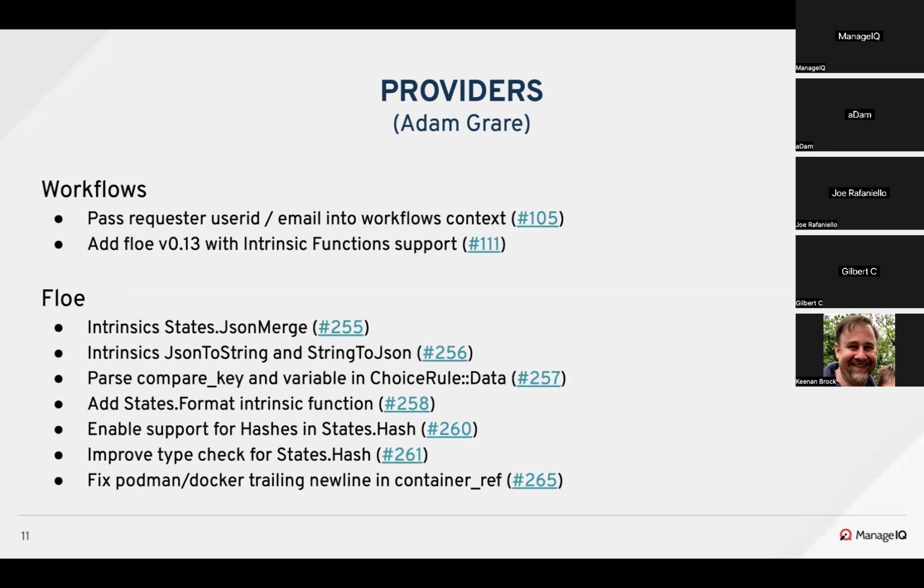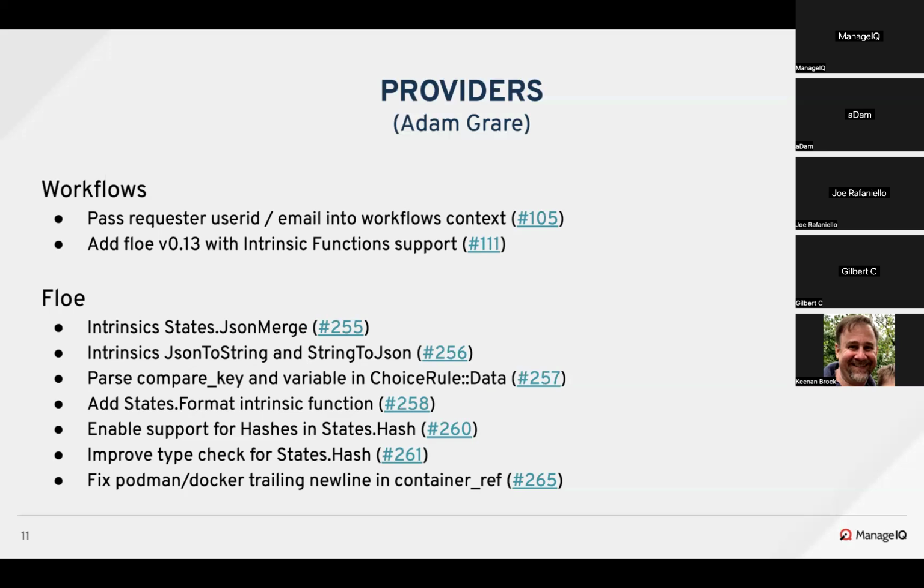Workflows. So Keenan added a way to pass the user ID and email from whoever requested the workflow to run into the workflow's context, so it could be used later on, particularly for the email step. And we also bumped the flow version so that we could pull in intrinsic function support, which is really cool and lets you do a bunch of useful things in workflows without having to essentially shell out to a Docker container. You can do them directly in the workflow.